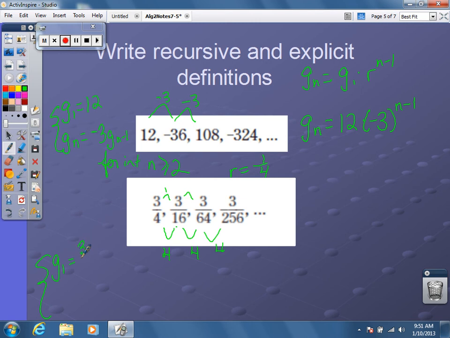First term is 3/4. The mystery term is 1/4 times the one before it. How do I say the one before it? G sub n minus 1. Finish it up. N integers and greater than or equal to 2. Explicitly, g sub n is, what is the first term? 3/4. What is that ratio? 1/4. Always will have the n minus 1.